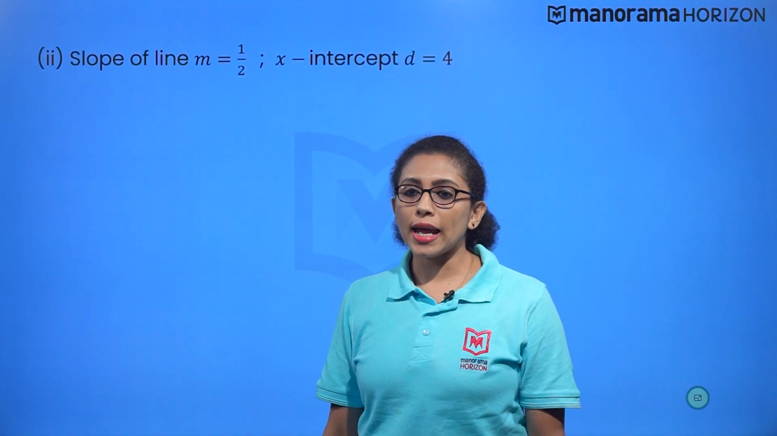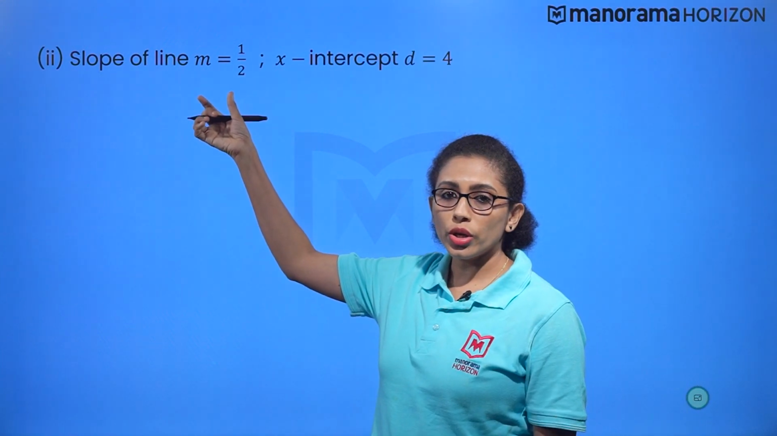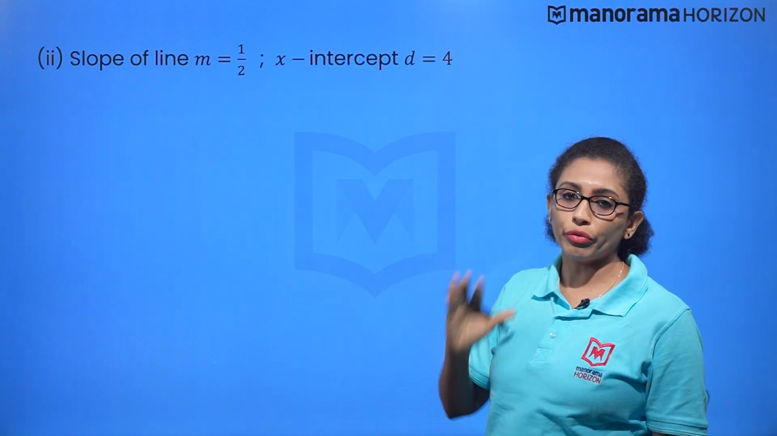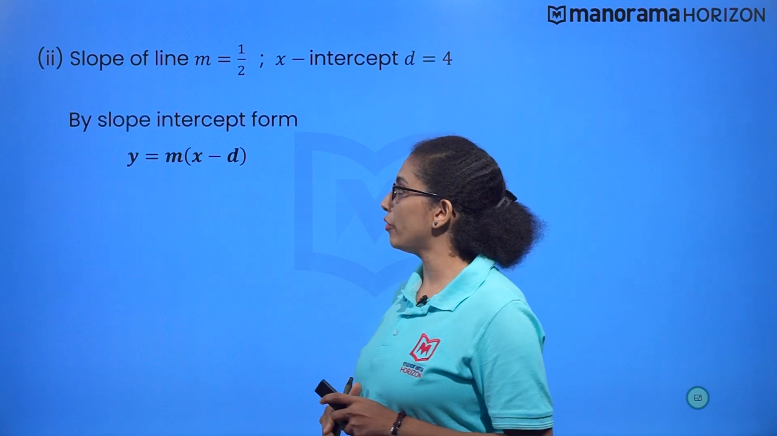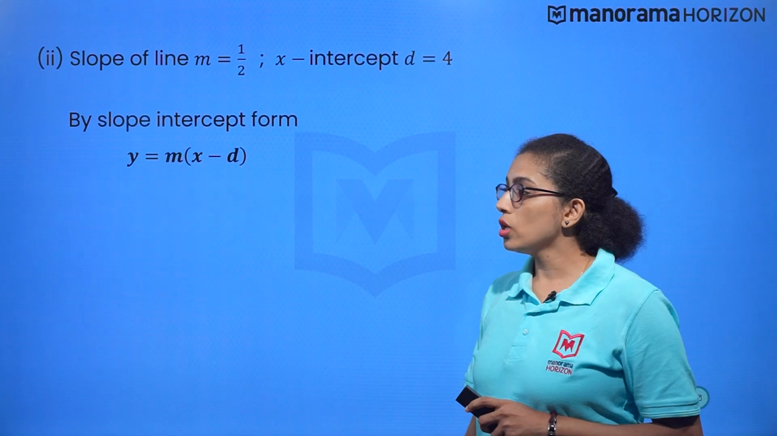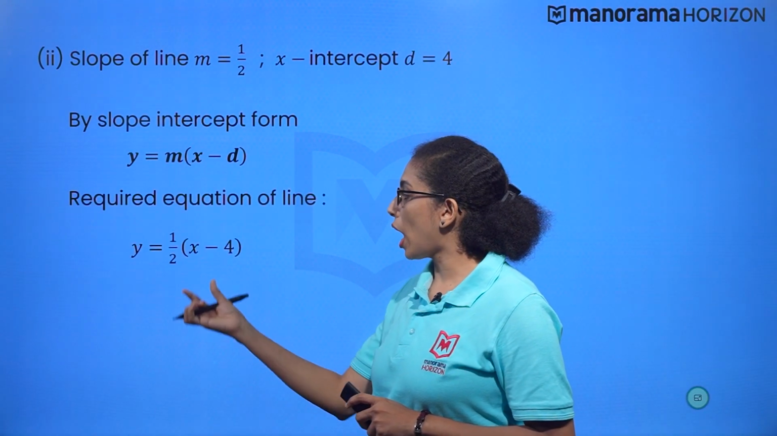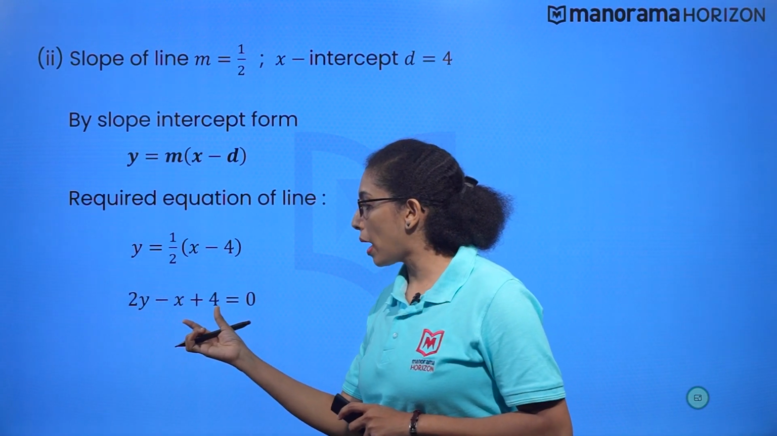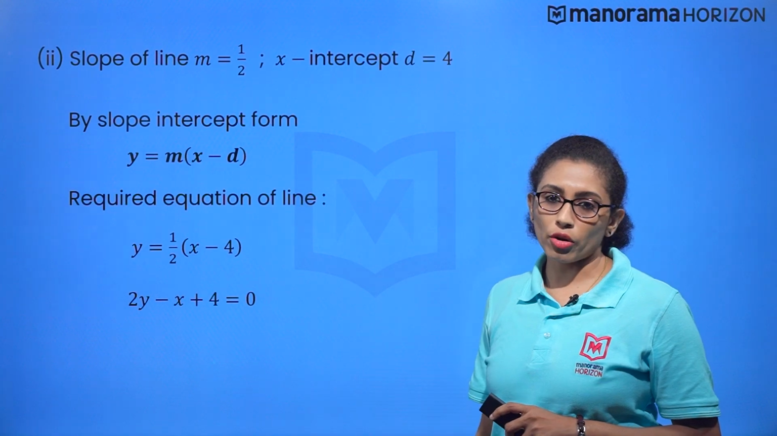Now, in second case, the slope of a line m is equal to 1 by 2 and the x-intercept is given as d, that is equal to 4. Now, by using the slope-intercept form, the equation of the line will be y is equal to m into x minus d. So, the required equation of a line will be y is equal to half into x minus 4, which is equal to 2y minus x plus 4 is equal to 0. This is the equation of a line.